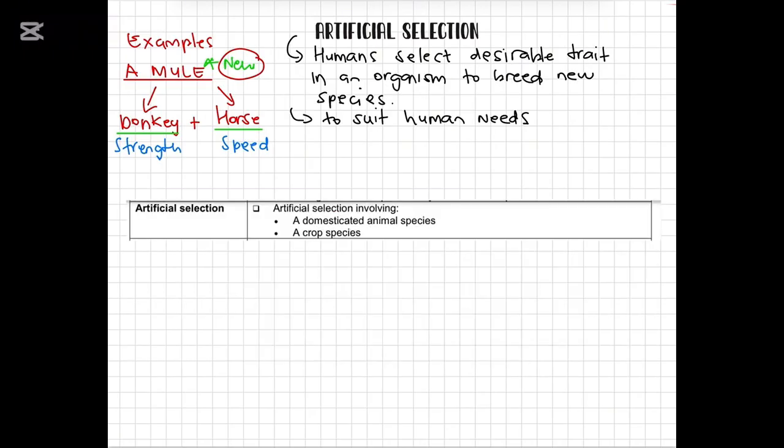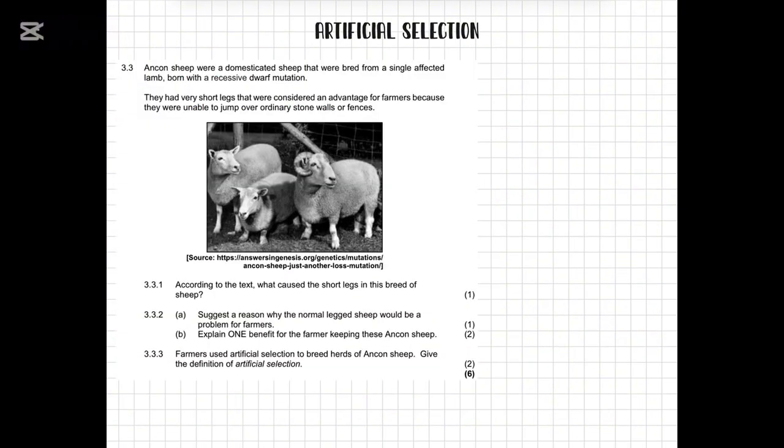Now here I have a snippet from the examination guidelines about artificial selection. We must look at an example of a domesticated animal as well as a crop species. Let's look at a past exam paper. So here we have Ancon sheep that were domesticated sheep bred from a single affected lamb born with a recessive dwarf mutation. They had very short legs that were considered an advantage for farmers because they were unable to jump over ordinary stone walls or fences.